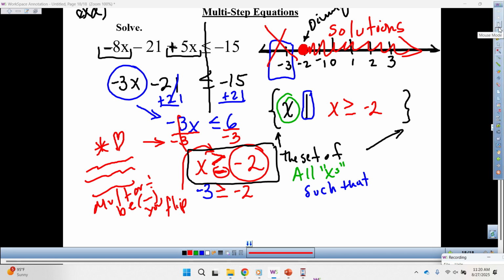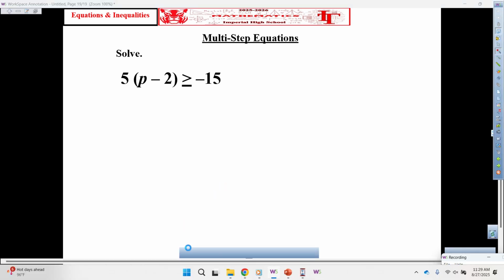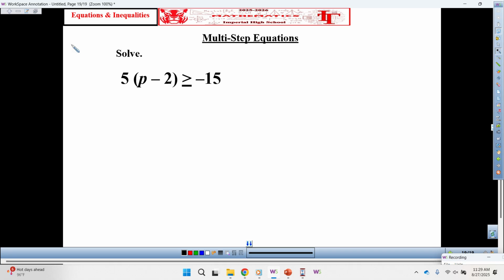Copy this one, please. Example, this is going to be example 2Q. Example 2Q. And it says 5 times (p minus 2) greater than or equal to negative 15.